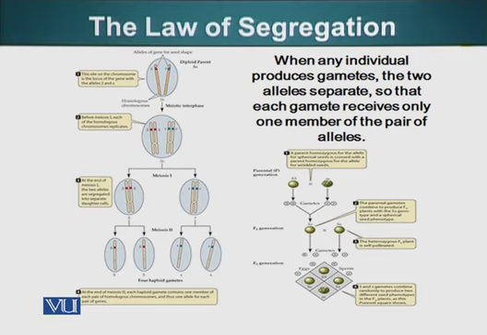But Mendel did not have this information available when he was doing his experiments. He was solely relying on the mathematical model and also the statistics he had accumulated. So Mendel's interpretation of this data was the law of segregation. When any individual produces gametes, the two alleles, which we have already defined, separate, so each gamete receives only one member of the pair of the alleles.